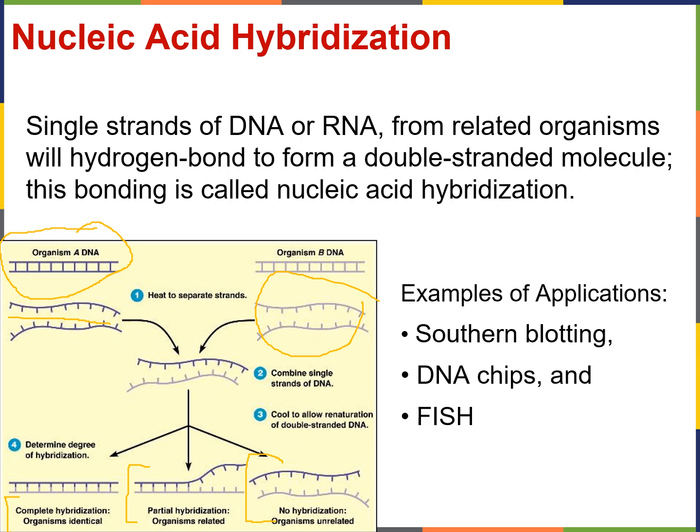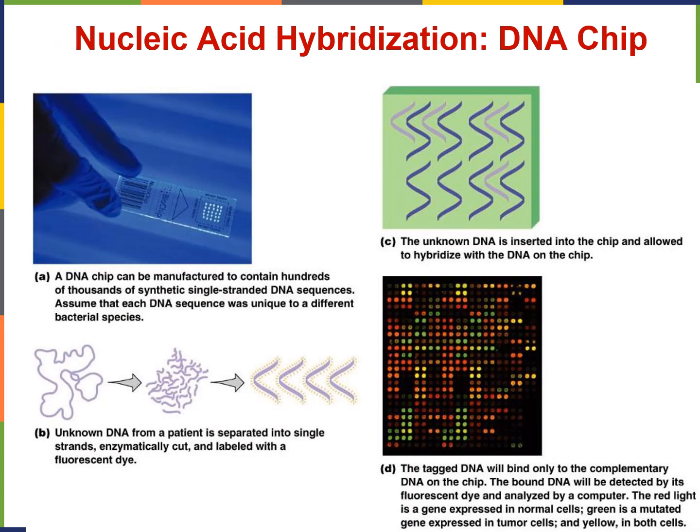Okay, so I have 2 slides left. Let's talk about DNA chips, and then let's talk about FISH. Okay, so DNA chips. This is considered to be the latest and greatest in technology. With DNA chips, you have the ability to test an unknown against potentially hundreds of thousands of genetic sequences at one time until you find a match.